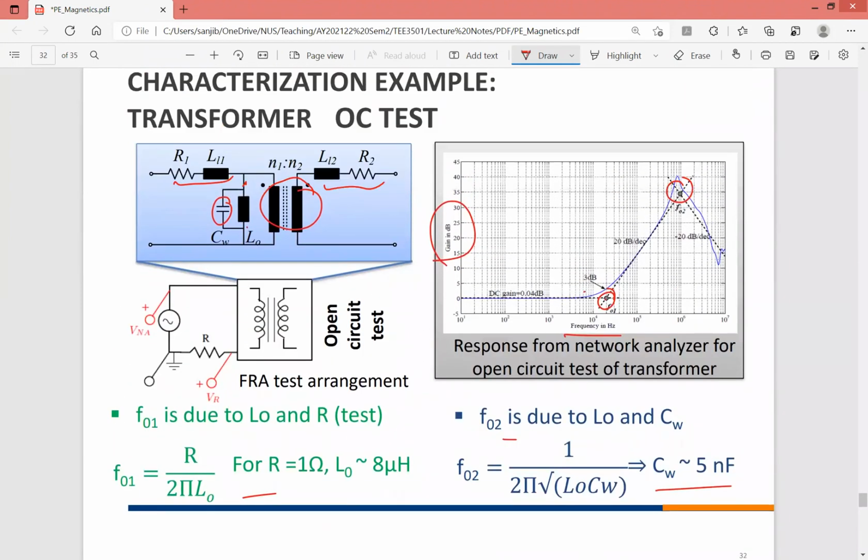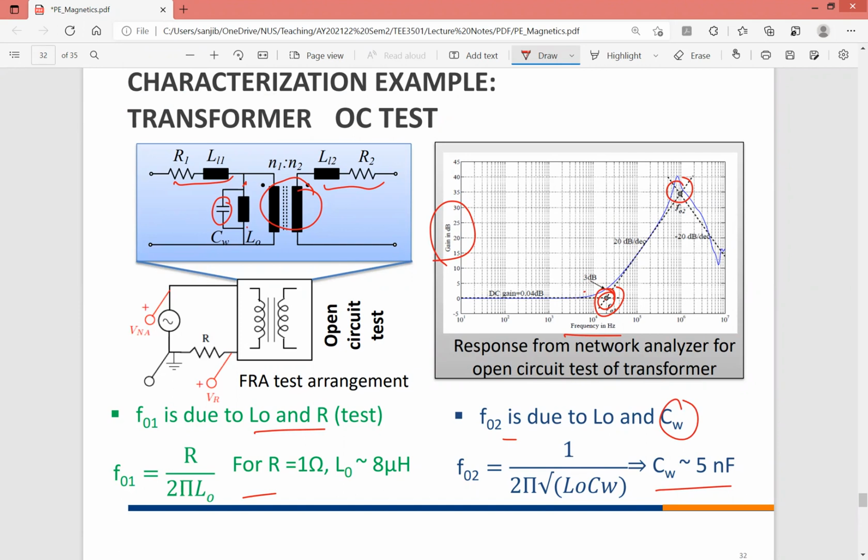Remember, the frequency analyzer plots like this, and based on these values, for example, the first one, at low frequency, is due to the values of R and L. So it behaves like RL. The C comes in much later. The next one, at high frequency, gives the value of the winding interturn capacitance.